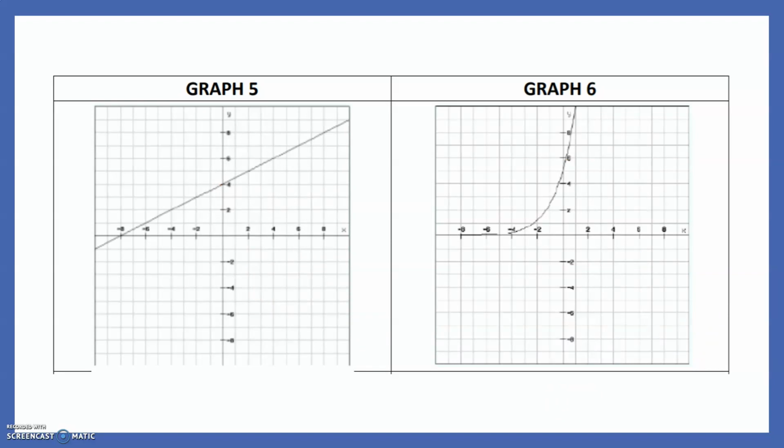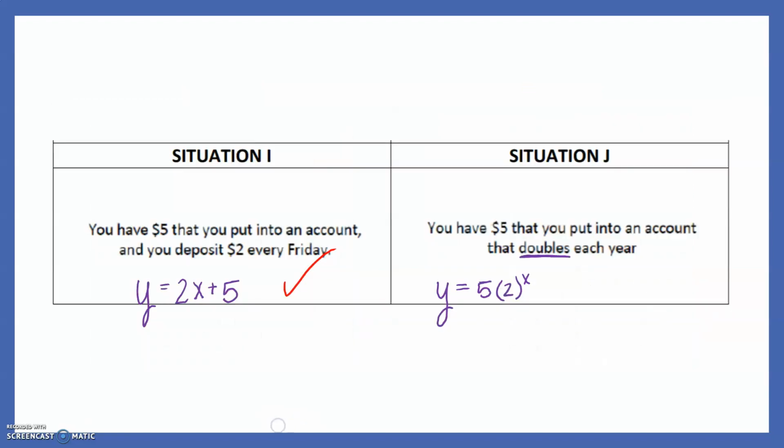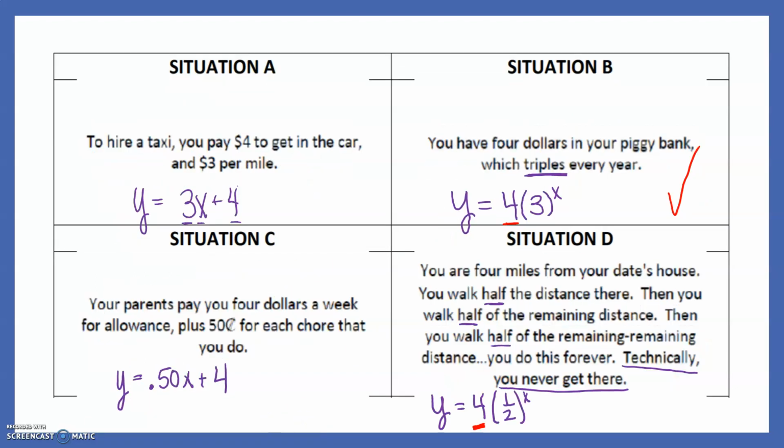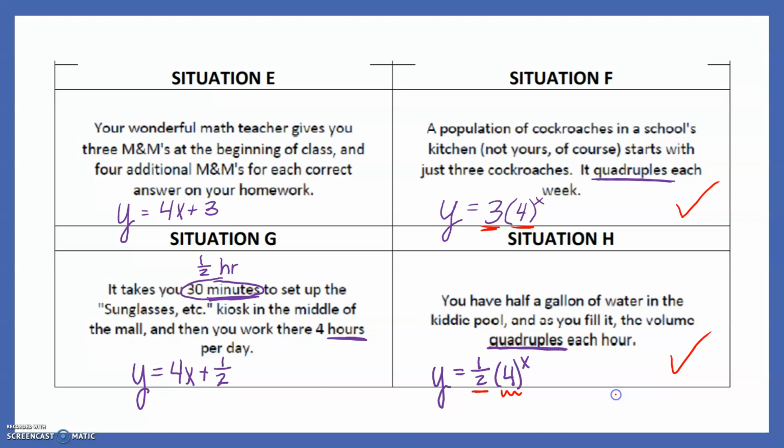Graph number 5 is a linear graph, which starts at 4 and has a slope of 1/2. So we're looking for an equation, y equals 1/2 x plus 4. This is not written the same way that I wrote my equation, but we know that 0.5 is the same thing as 1/2. So situation C will work in this case.